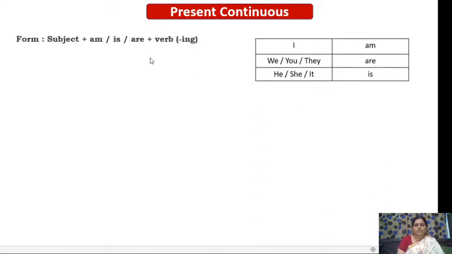So let us see that with all the persons. With first person singular we get am, with first person plural, second person, and third person plural we get are, and with third person singular he, she, it we get is. So these are the helping verbs that we use to construct the present continuous tense. With I we use am, with we, you, they we use are, with he, she, it we use is. So usually the form of the sentence would be subject plus helping verb be form plus verb in ing form.